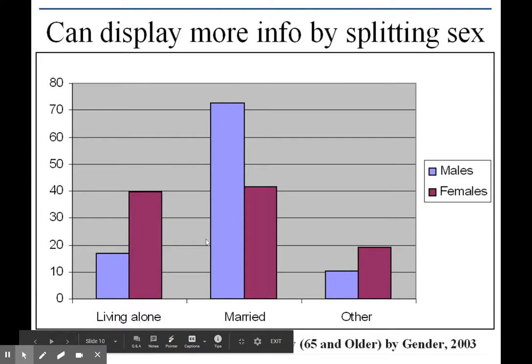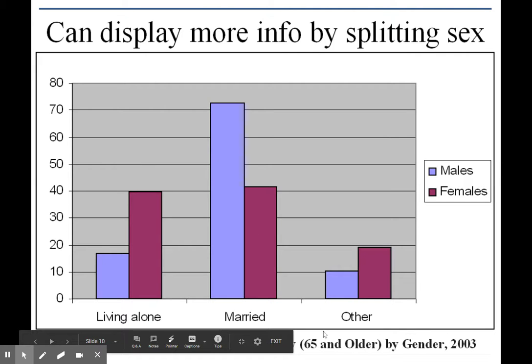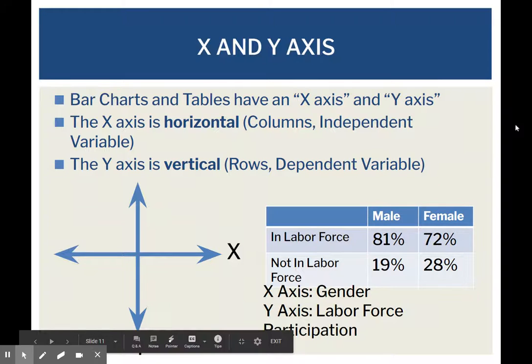Look at this giant gap here between males and females who are married, and the number of women who live alone, and the number of women who are other somewhere in there. So, this tells us even more information.